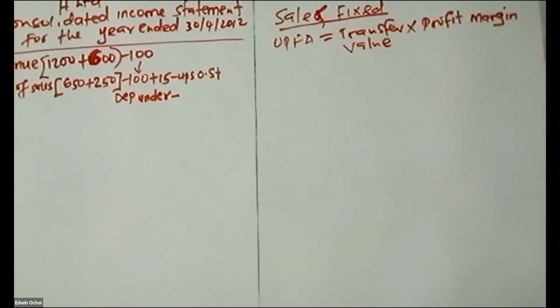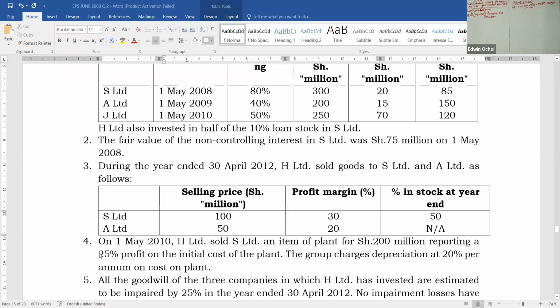So now, there was that statement whereby we have a plant which was sold. That is according to additional information number 4. Plant is a fixed asset. They say that on 1st May 2010, H Limited sold S, an item of plant, for shillings 200 million, reporting a 25% profit on initial cost of the plant. The group charges depreciation at 20% per annum on cost on plant.